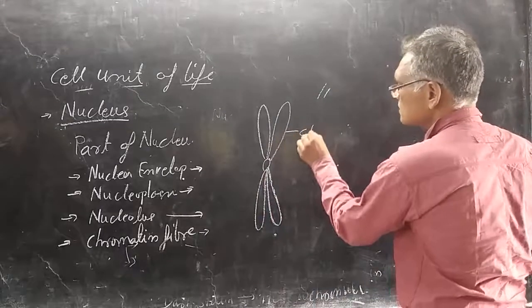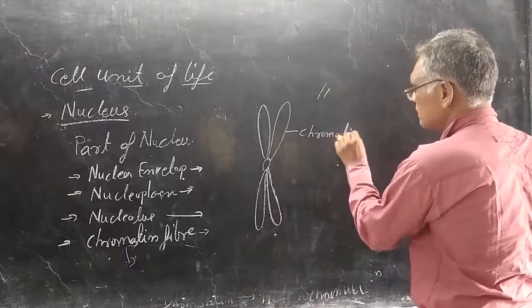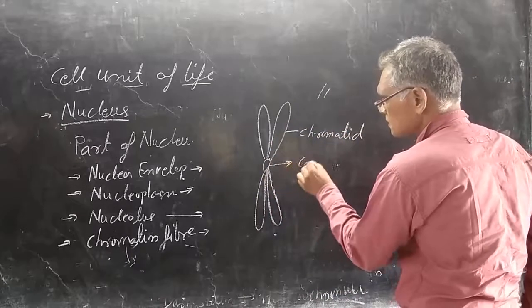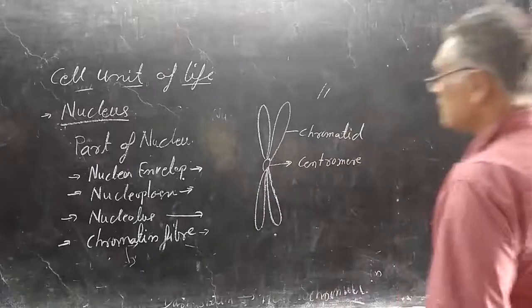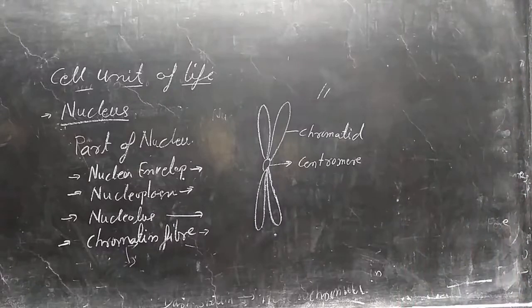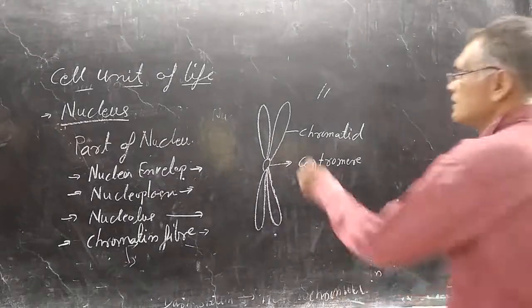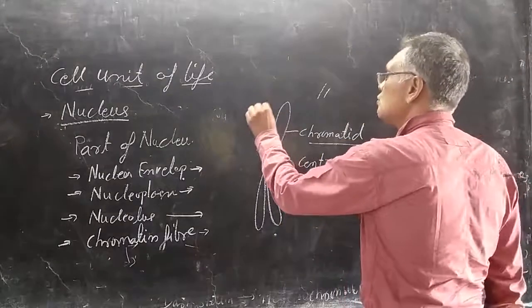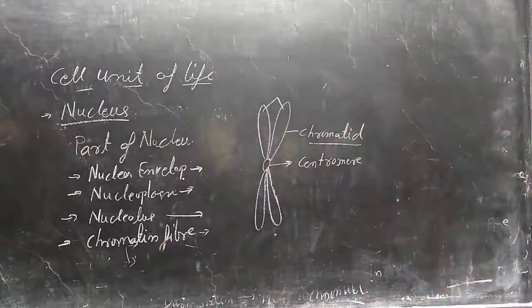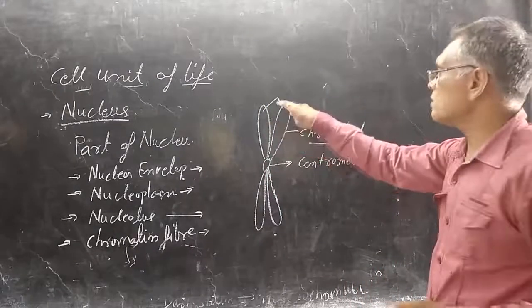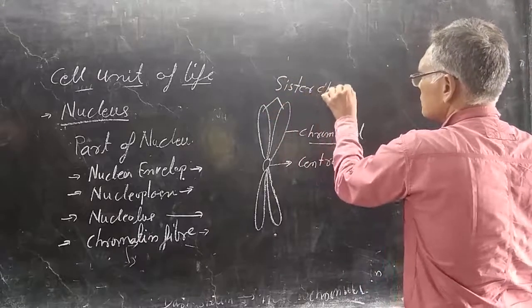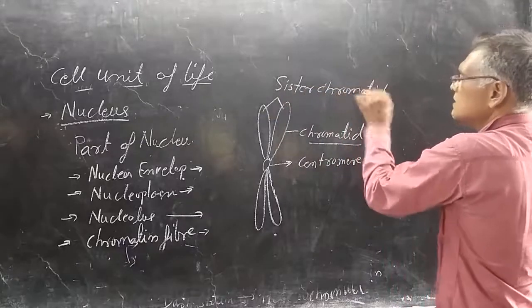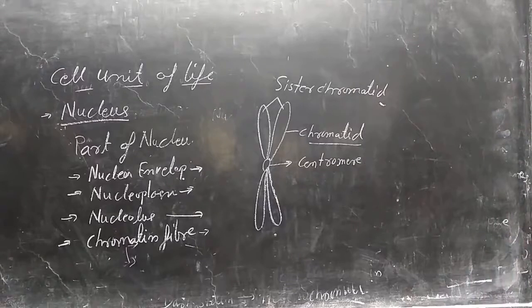This one is a chromatid. This one is the centromere, the central portion where both the chromatids join together. That central portion is known as the centromere, and these arms are known as chromatids. And these two chromatids of each chromosome are known as sister chromatids.